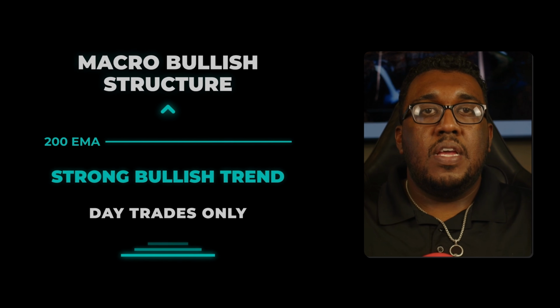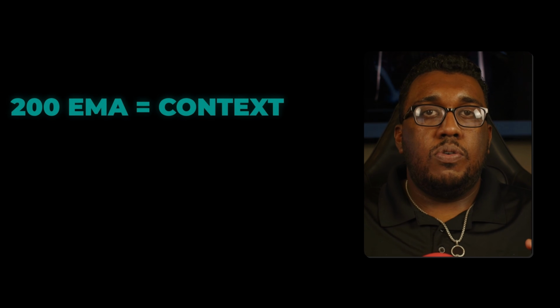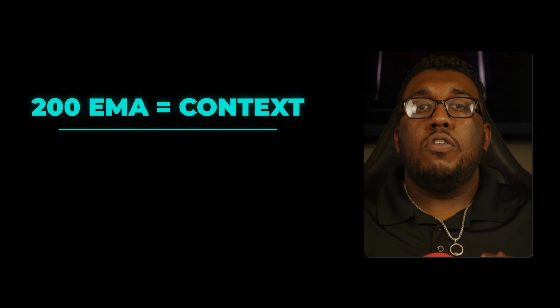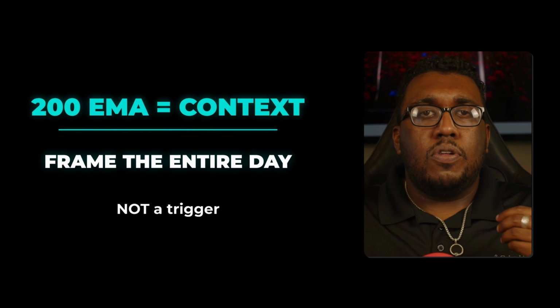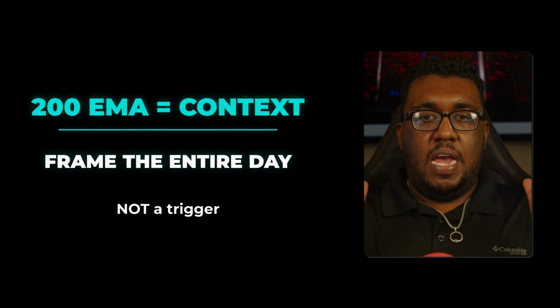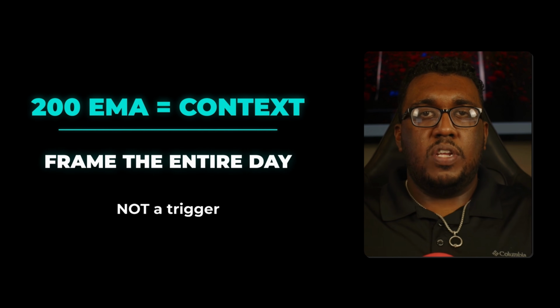The key to understanding this though is what you're seeing from that 200 EMA is basically context. You're going to use it to kind of frame the entire day, and you're not going to really be using it to pull a trigger very, very quickly, but you can see back up. Oh, the trend is going up on the 200 EMA.